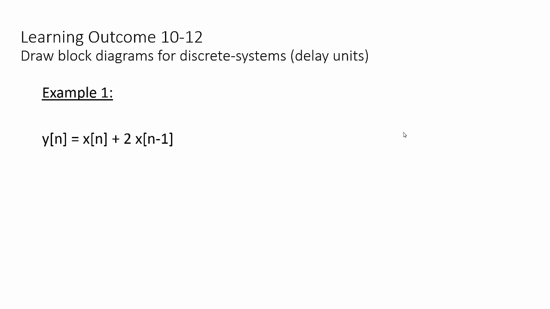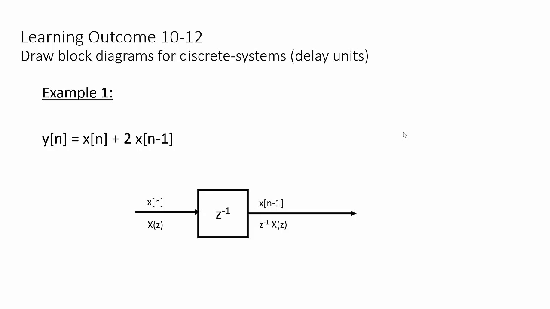So let's work out 3 examples. We'll start off with y of n equals x of n plus 2x of n minus 1. Our source is x of n, which has the transform x of z. We can put that through a delay block, and out will come x of n minus 1, and the z transform is z to the negative 1 x of z.